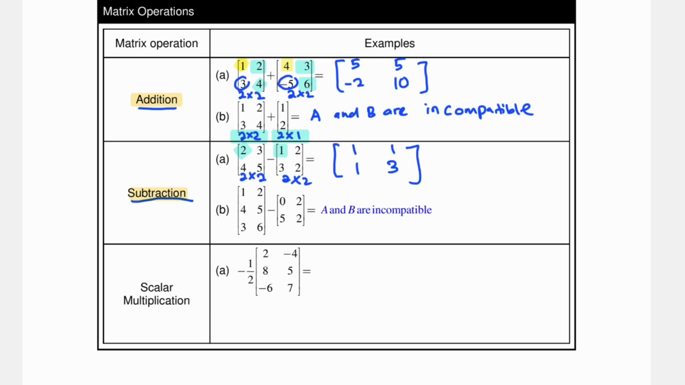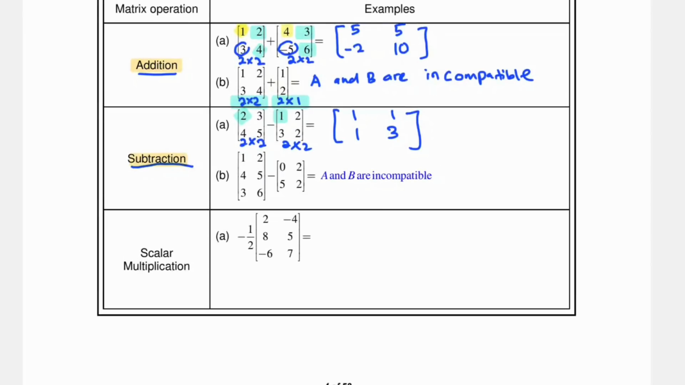Right, so we proceed to the next operation, which is scalar multiplication. So what does scalar multiplication mean? It is the situation when you are given a constant, or a scalar, multiplied to a certain matrix. It doesn't necessarily involve more than one matrix. For this case, you just need to multiply the constant outside to each entry or each element of the given matrix.